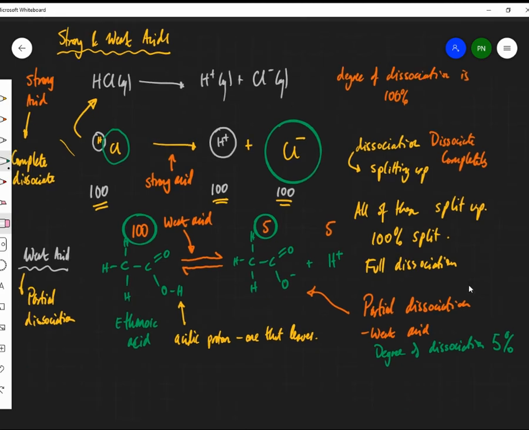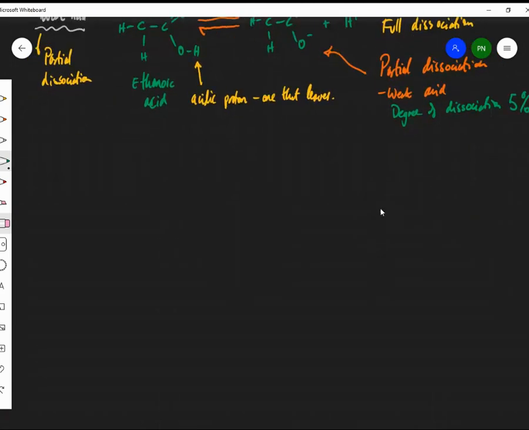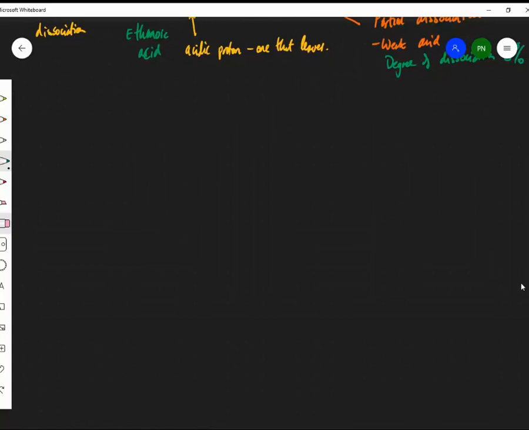So that's what degree of dissociation means. So let's move this up and have a look. What does that mean then? On the left, I'm going to do my strong acid, and on the right, I'm going to look at a weak acid. So the strong acid, I'm going to pick HCl, aqueous. And this splits up into H plus aqueous and Cl minus aqueous.